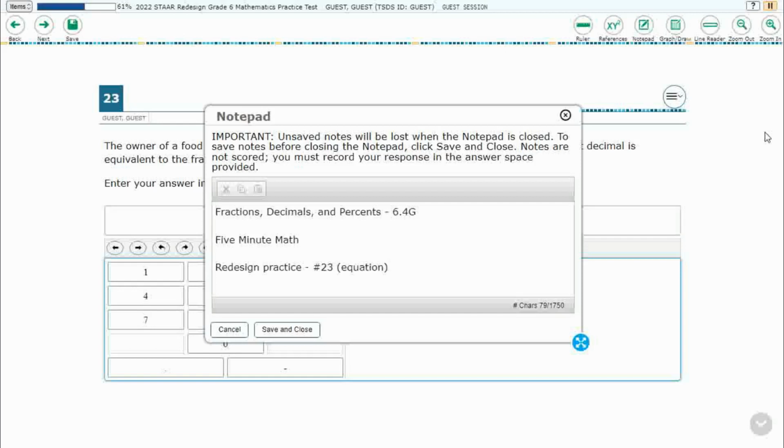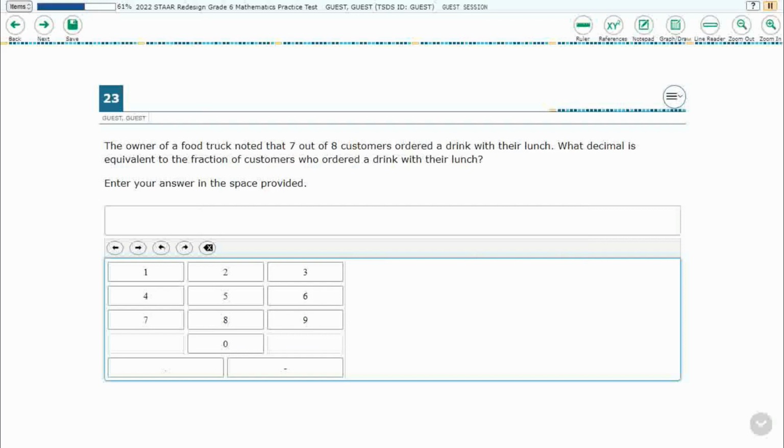Today we are looking at the 6th grade concept of fractions, decimals, and percents. This is standard 6.4G in the great state of Texas, and we are using item number 23, which is a new item type called equation, off the Redesign Practice Online STAAR Test. If you haven't done so already, please go ahead and take a moment to pause the video, work this problem out on your own, unpause it, and we will look at our answers together.